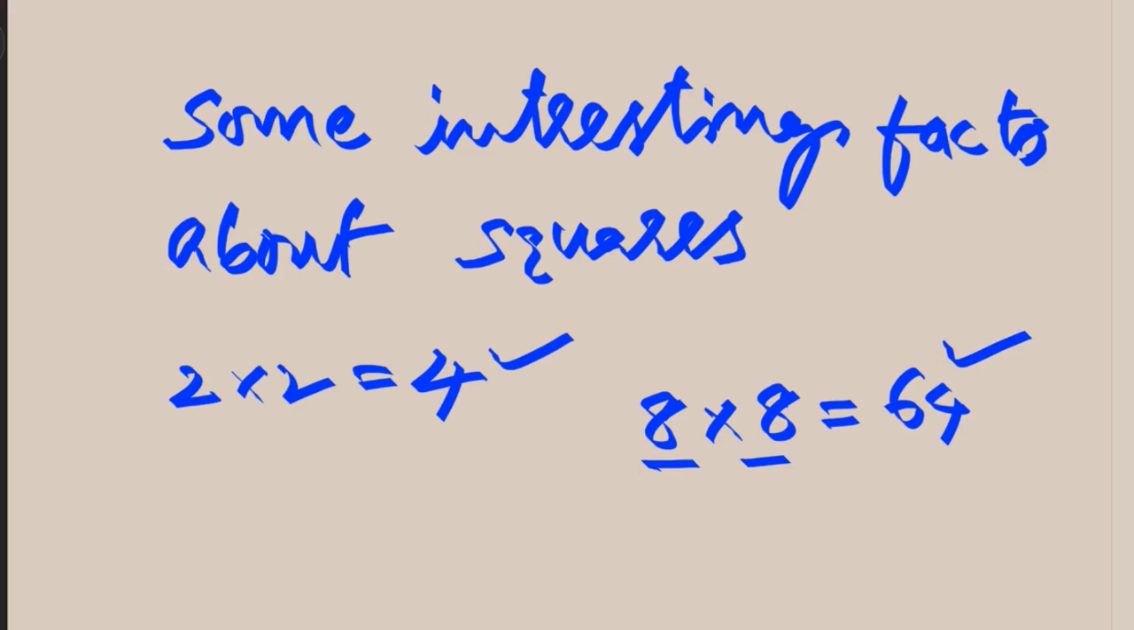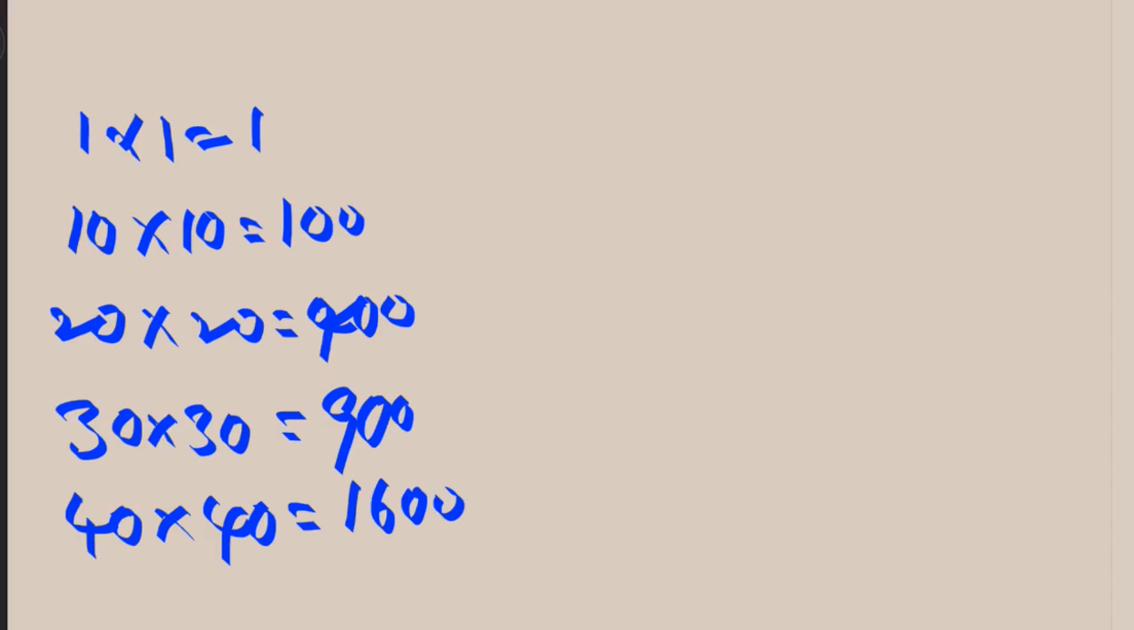Square roots are different, square is different. So what is the square root of 4? Square root of 4 means 2, right? So here we are discussing squares only. So these all are squares.